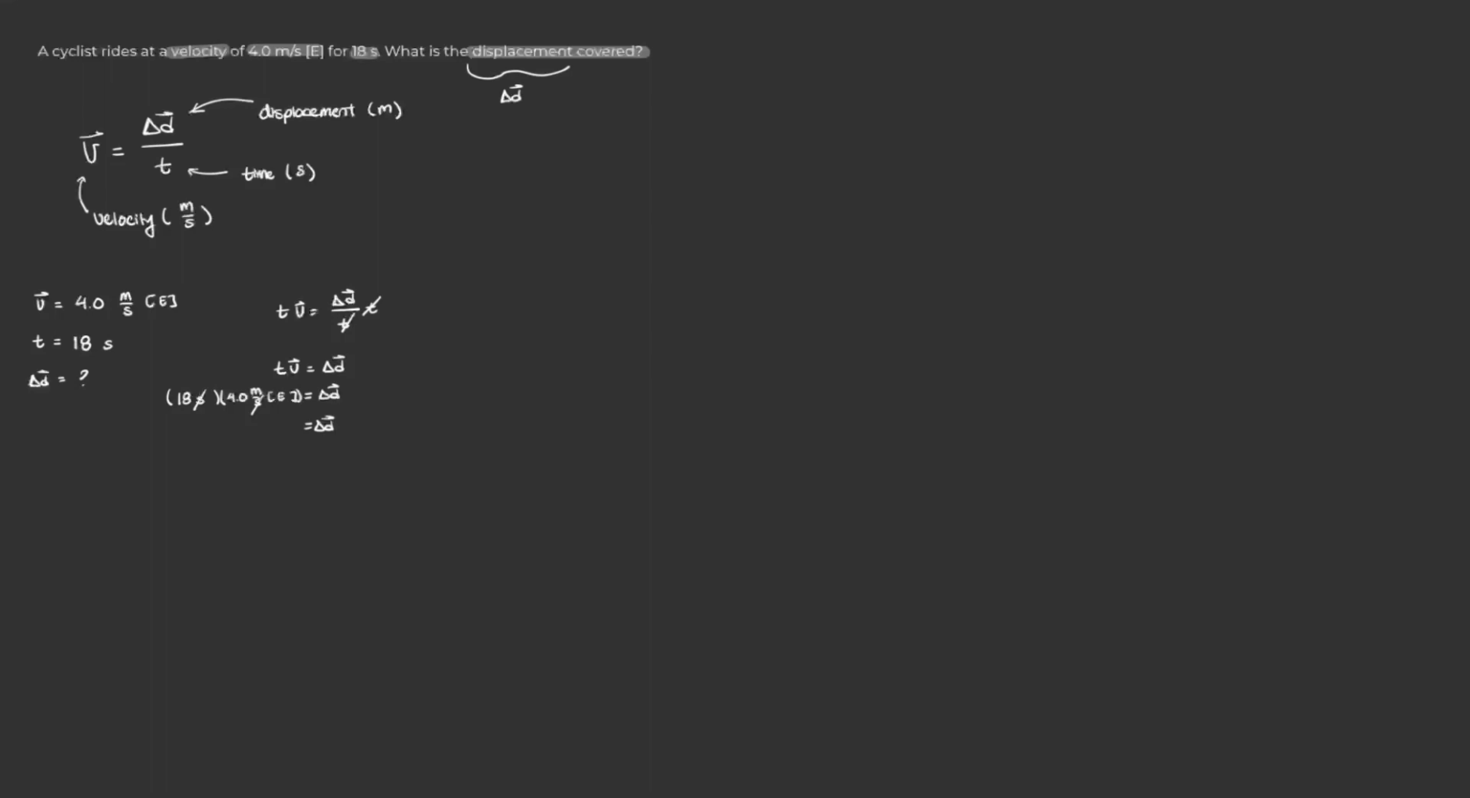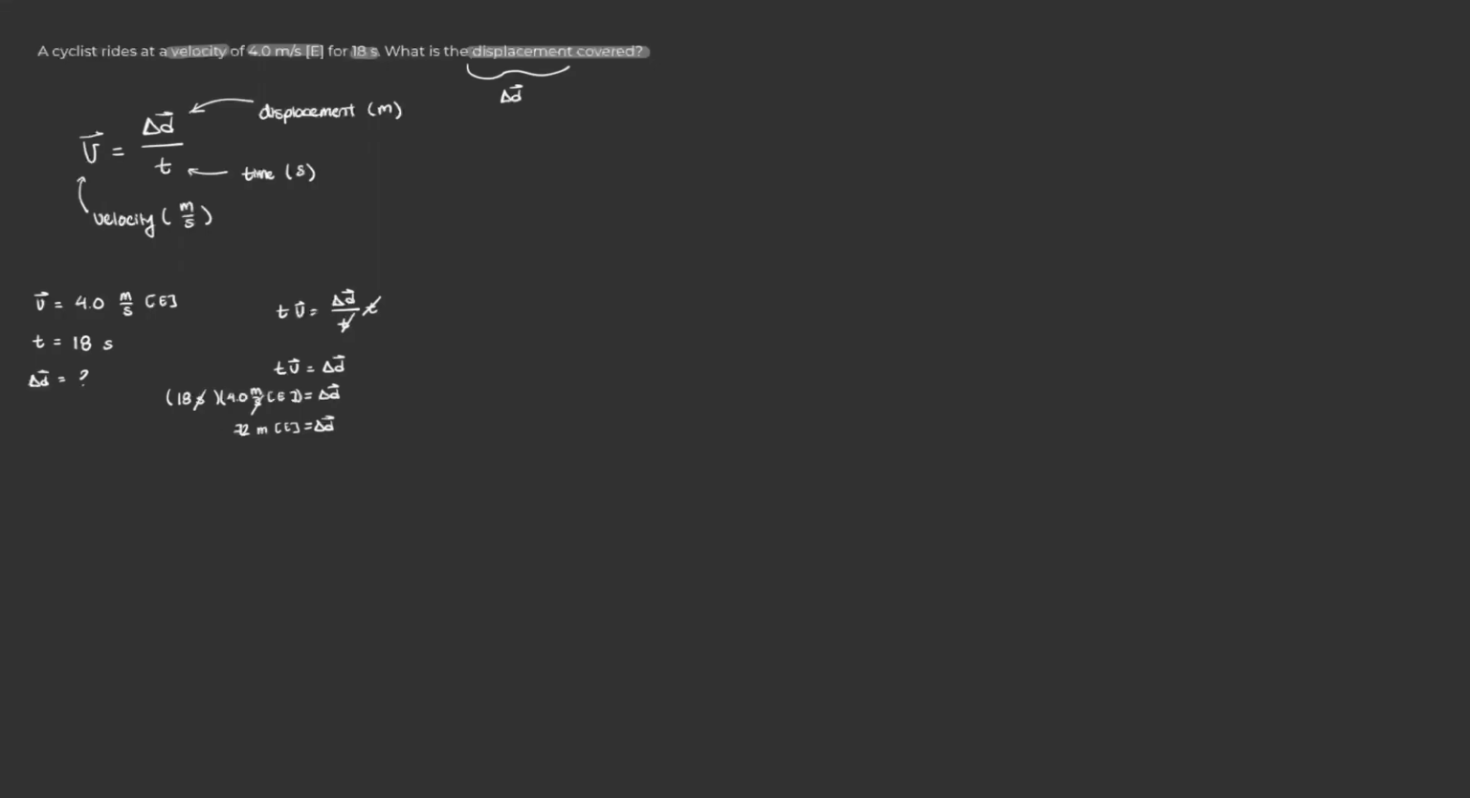Okay, 18 times 4 is 72 meters. Let me move this a little bit to the left side and we can write in that it goes east. Okay, and there is our answer, 72 meters east.